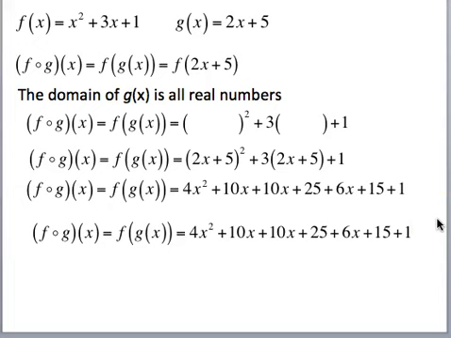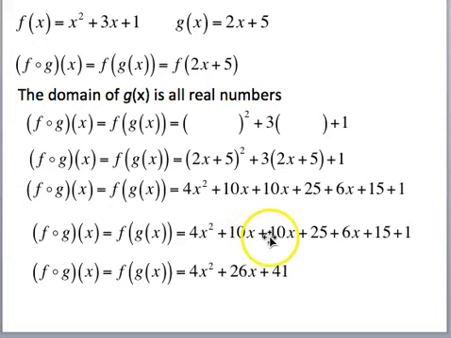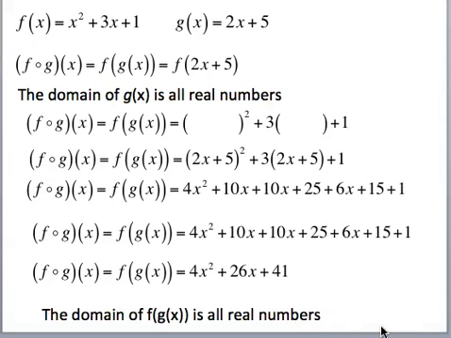Let's get our like terms together here. What is that going to be? 10x plus 10x is 20x, plus 6x gives me 26x. 25 and 15 is 40, plus 1 is 41. So that's f circle g of x. You'll notice that also would be all real numbers. So I'm starting with everything and I'm finishing with everything. So indeed, the domain of f of g of x is all real numbers. Nothing is going to give it a problem.